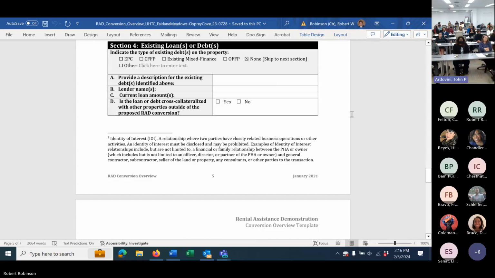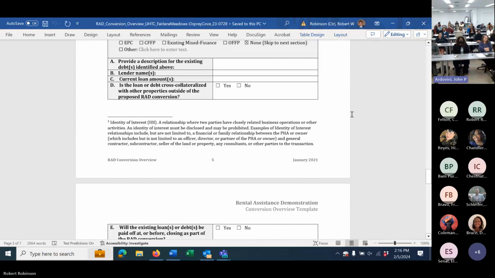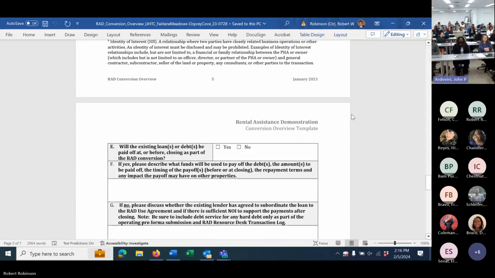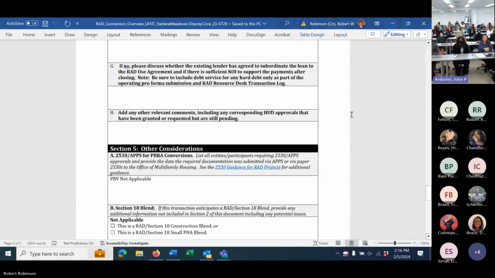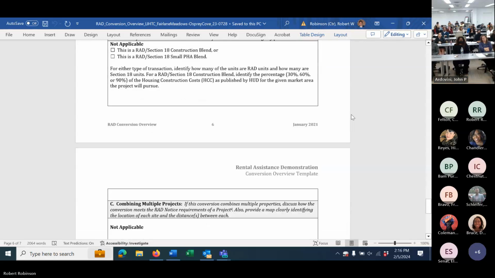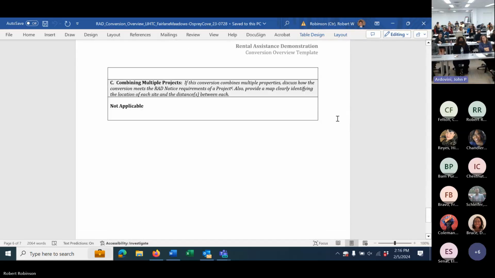So here they do not have any existing debt. We would usually look to see if they have any debt from their public housing, like EPC, CFFB. Is it an existing mixed finance deal or FFB? In this case, there is none, so there's nothing to highlight in that particular section. So that's it on this particular form.